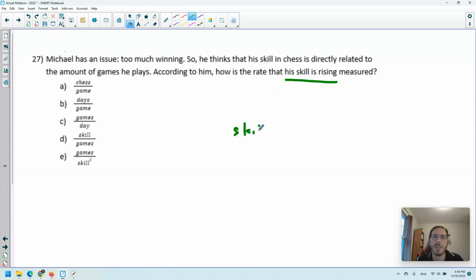So skill is going to be equal to some constant k times the amount of games that he plays. So that means that if we do a skill per games or a games per skill, we're just going to get a constant. We're not actually going to get how the skill is rising. That's just going to be the value at one game because we don't know how many games that he's playing at that point. So in this case, our rating is going to be going up per day because it has to be the amount of games that he's playing. And he can't just play one game. This would only be if he played one game.